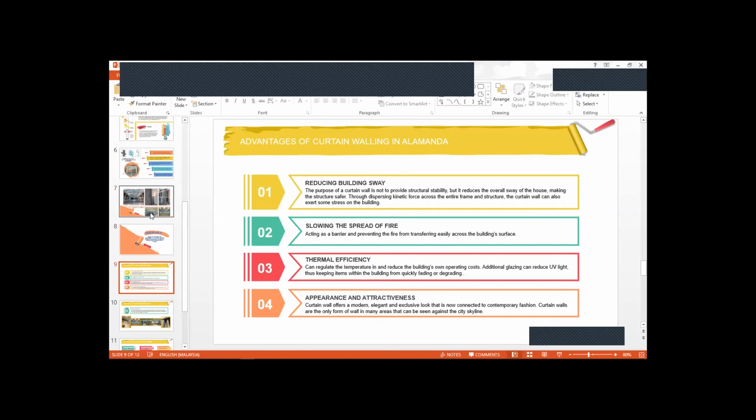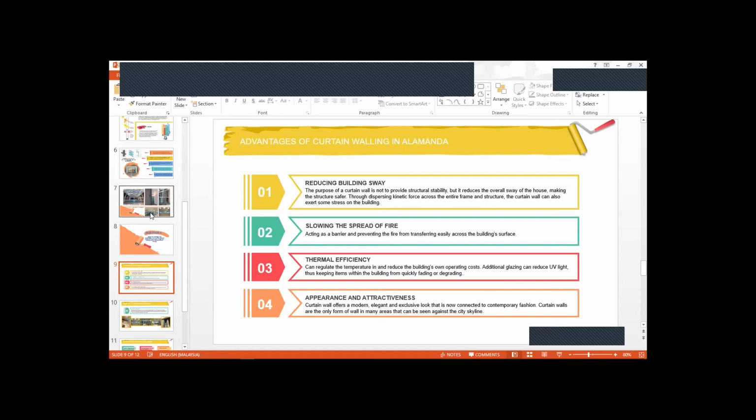One of the advantages of using curtain wall at Alamanda is that it can reduce building sway. The purpose of the curtain wall is not to provide structural stability, but it can also reduce the overall sway of the house, making the structure safer by dispersing kinetic force across the entire frame and structure. The curtain wall can also exert some stress on the building.